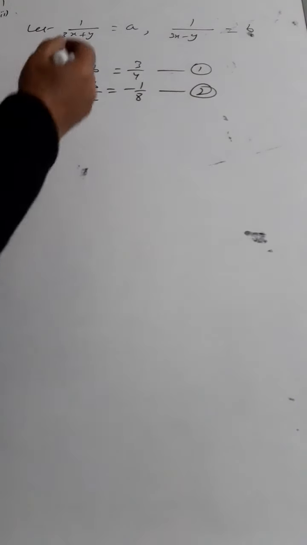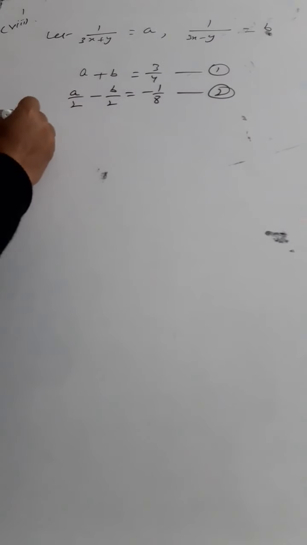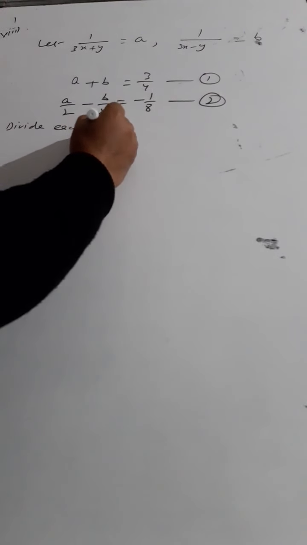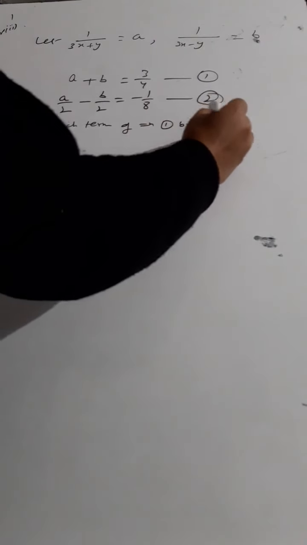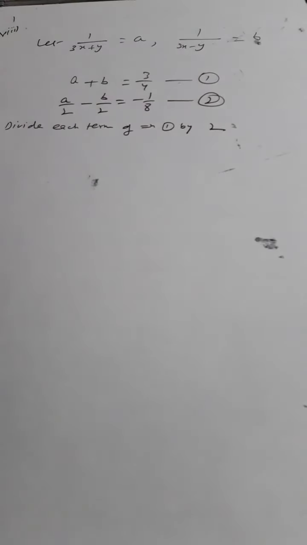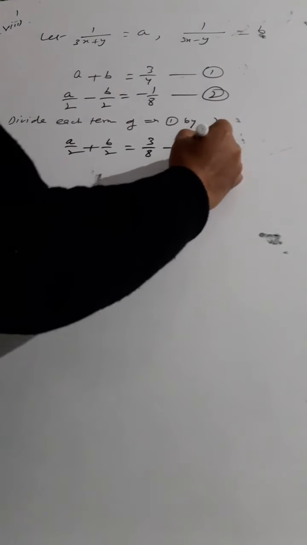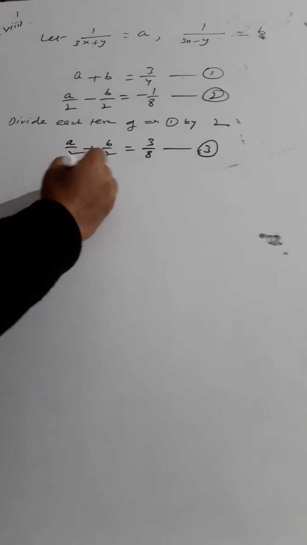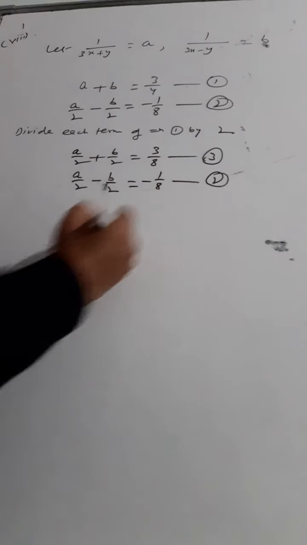So what you can do is, suppose I am saying to divide each term of equation 1 by 2, whether you want to eliminate b or you want to eliminate a. So what happens there then? It becomes a by 2 plus b by 2, and when you will be dividing this will become 3 by 8, and write it number 3. Now you write it here, a by 2 minus b by 2 is equal to minus 1 by 8. That is your equation number 2.